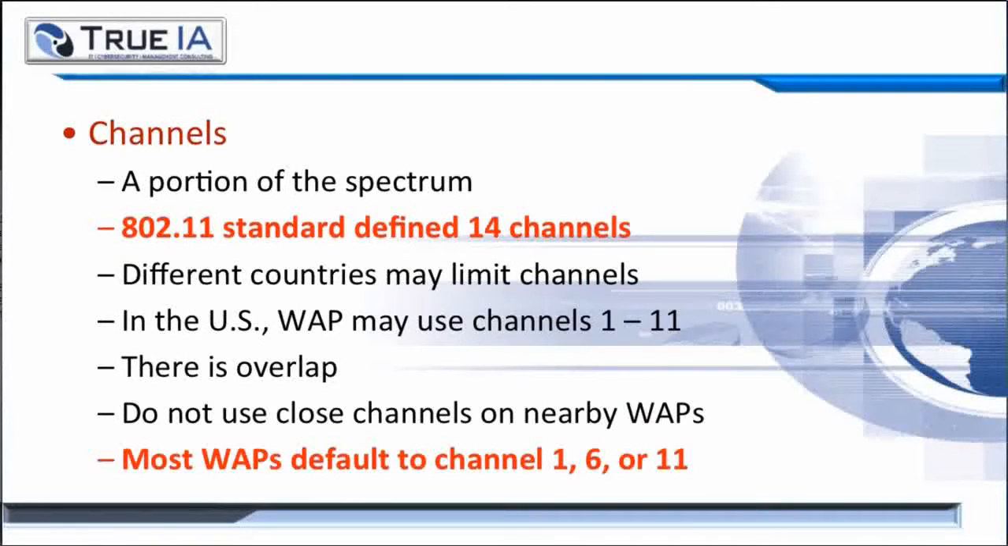So now that we understand broadcasting, you need to know where to tune into. Well, these are the channels within the broadcast spectrum. The 802.11 standard is defined with 14 individual channels. However, in the United States, generally you're only going to see 1 through 11 used. And to further confuse things, most WAPs are going to default to only using channel 1, 6, or 11.